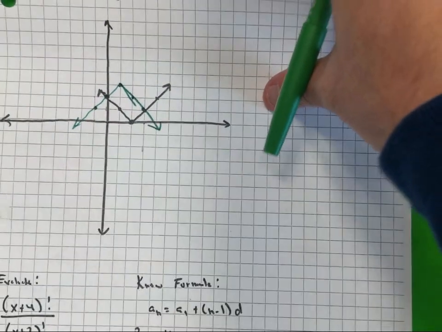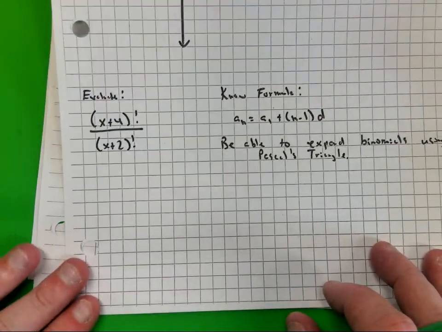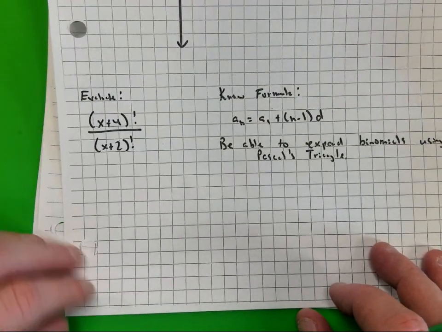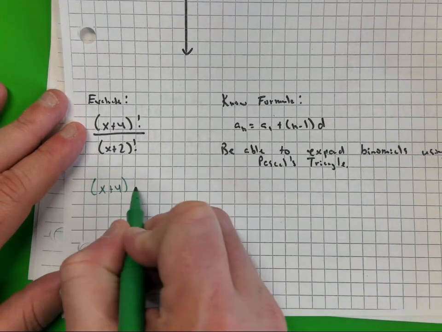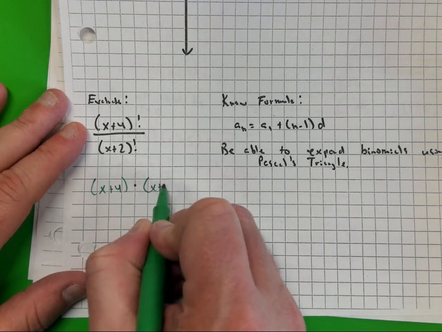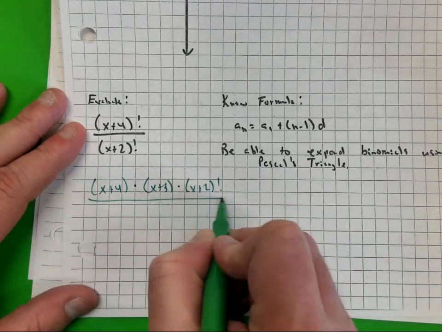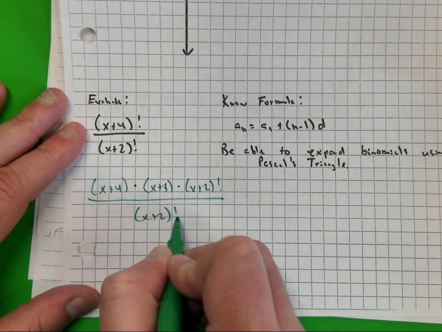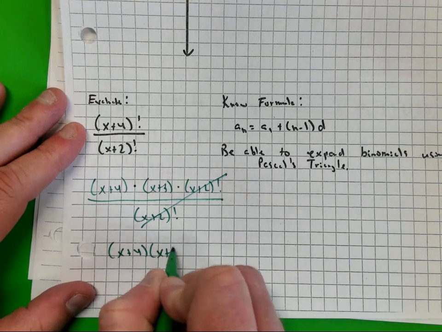Alright, factorial expressions. Let's make sure we remember this. X plus 4 factorial over X plus 2 factorial. So I'll start with X plus 4 factorial times, what comes after this? Take 1 off of it, what is it? X plus 3 times. Would I stop there? Yes. So your answer, you could just leave it as X plus 4 times X plus 3.